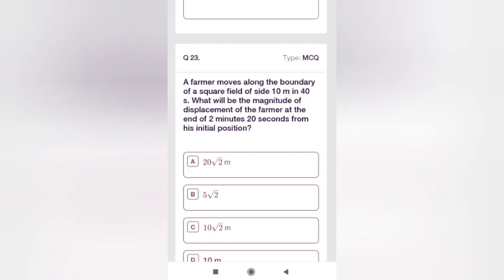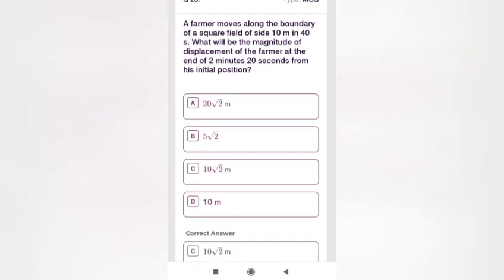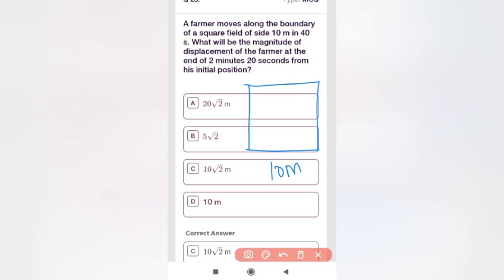A farmer moves along the boundary of a square field. So, a farmer is moving around the boundary of the square field. Each side is 10 meters. So we take each side to be 10 meters.